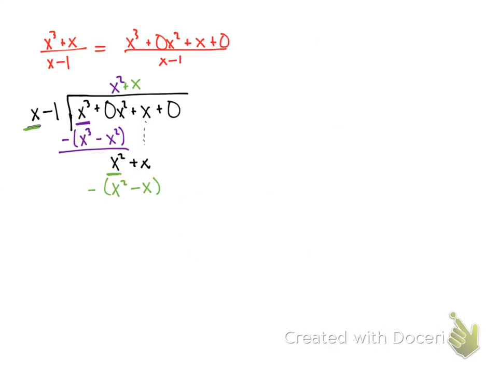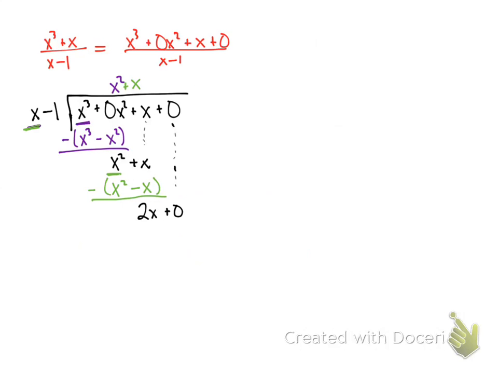That gives me x times x minus 1 is x squared minus x, and I'll be subtracting it. X squared minus x squared is nothing. X minus negative x is 2x. I need another term, so I bring down that next 0.